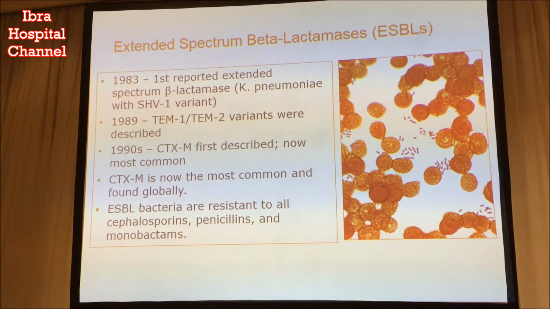A few years later, the TEM variants were seen in E. coli, and then in the early 1990s, we saw CTX-M, and again, primarily in E. coli, but also found in other Enterobacteriaceae. The CTX-M now is the most common one that's found, and it's found globally.